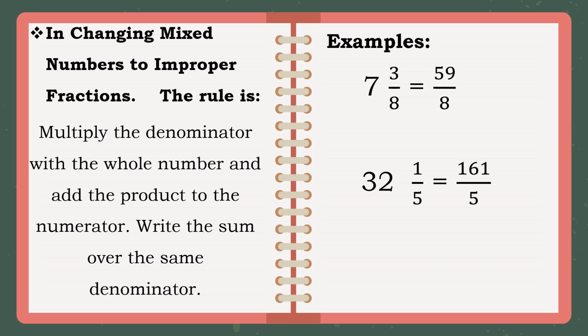32 and 1/5 is equal to 161 over 5. That means 5 times 32 plus 1 is equal to 161 over 5, which is our denominator. 19 and 3/4 is equal to 79 over 4. That means 4 times 19 plus 3 is equal to 79 over 4.